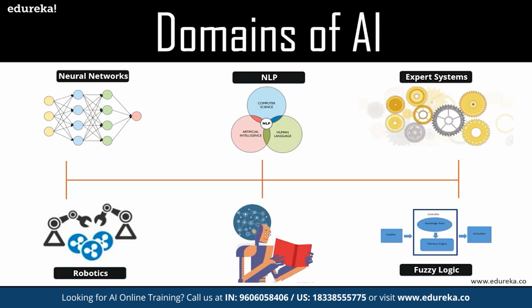Now, if we talk about expert systems in artificial intelligence, an expert system is a computer system that emulates the decision-making ability of a human expert. It is a computer program that uses artificial intelligence technologies to simulate the judgment and the behavior of a human or an organization that has expert knowledge and experience in a particular field.